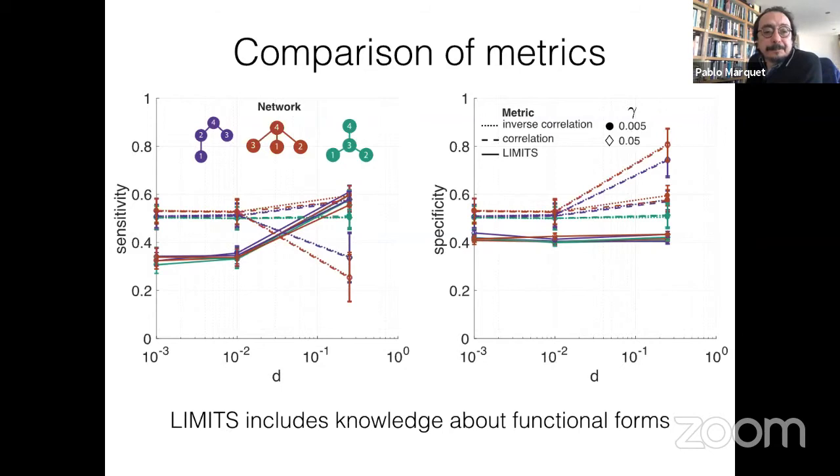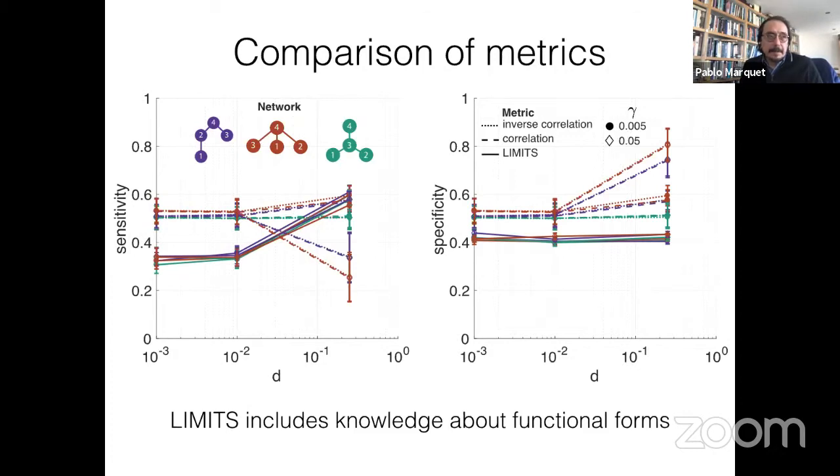So even though they are sensitive to the interaction strength, the sensitivity is not great, and most of the time it's not different from the random one, which is 0.5. That's what you would expect if you just did a random reconstruction of links.